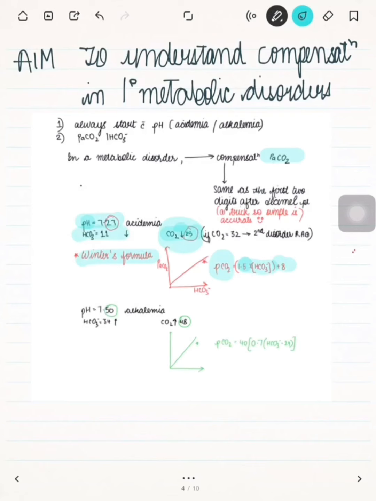Then we'll talk about alkalemia, with an example. In this, the pH is 7.5. We see the reason for alkalemia here is bicarbonate, because it is 34, which is more than the normal limit. So we'll see if the compensation is adequate or if there is another disorder associated. For metabolic alkalemia, the formula for compensation is PCO2 = 40 + 0.7 × (bicarbonate − 24). This comes out to be 47. Plus or minus 3 is taken as the limit, so there is adequate compensation.